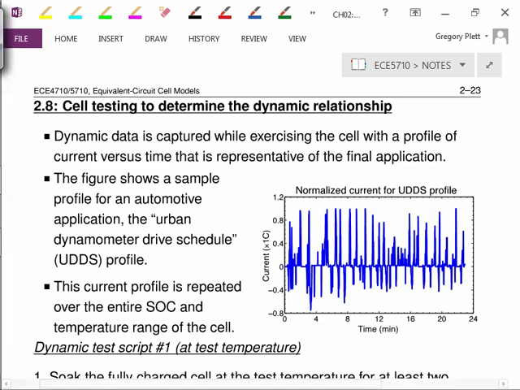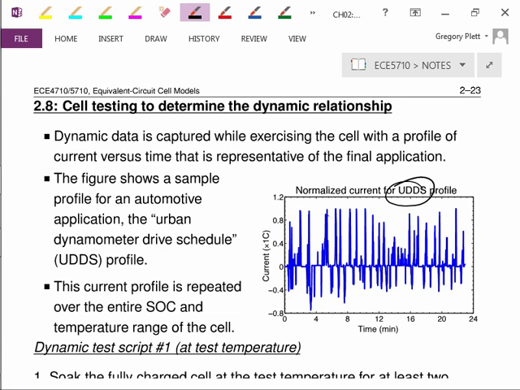Here I show you a figure that is a plot of current versus time of something called a UDDS profile. And this is used in testing vehicles or battery systems for vehicles. UDDS stands for Urban Dynamometer Drive Schedule. It really is a table of speed versus time of the vehicle that's used by the EPA to measure the fuel efficiency of standard gasoline-powered vehicles in a city environment. But we have adopted that profile of speed versus time and converted it with some assumptions into a profile of current versus time for a battery system.